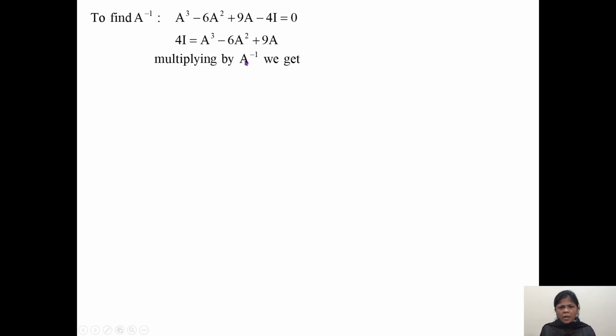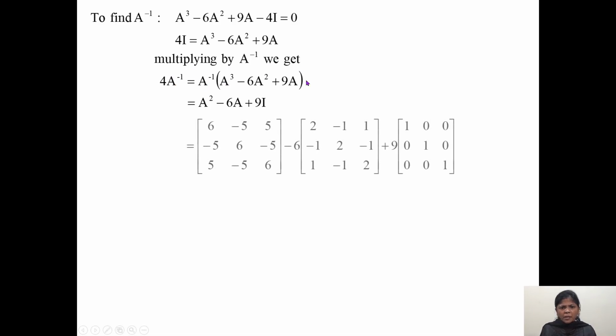So just multiply by A inverse on both sides. So what do we get? Now here, multiplying each term, remember in this case we will apply just the law of indices. So minus 1 plus 3, that will be 2. Then minus 1 plus 2, that will be plus 1. So minus 6, a power 1. Then 9 as it is, a to the power minus 1 into a. So minus 1 plus 1, 0. A to the power 0 is nothing but I. So like this it gets simplified just by applying the law of indices. Remember, a to the power 0 is nothing but I. So we have 4 A inverse as a square minus 6a plus 9i.